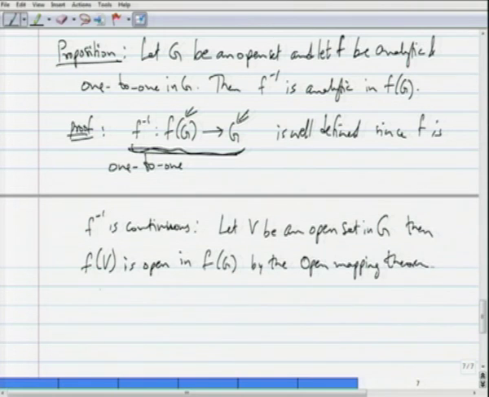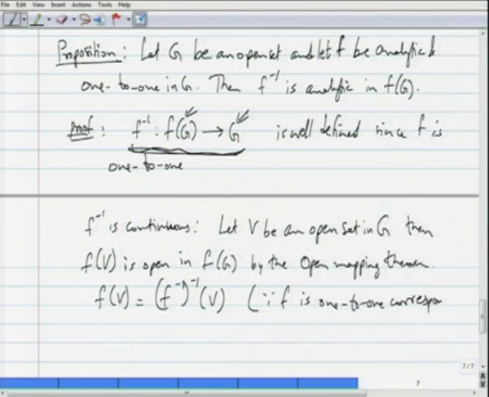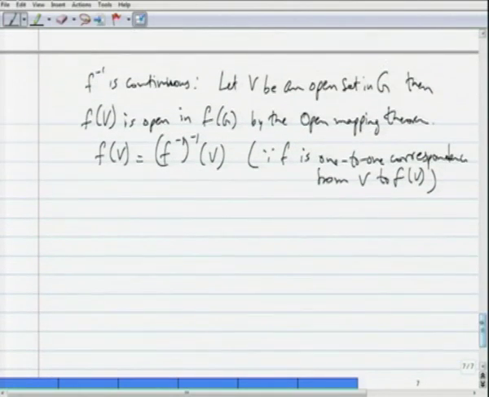Okay. So, also notice that f of V is the inverse image under f inverse of the set V. This is because f is 1 to 1, more so a bijection, a 1 to 1 correspondence from V to f of V. So, the inverse image of V under f inverse is nothing but f of V.